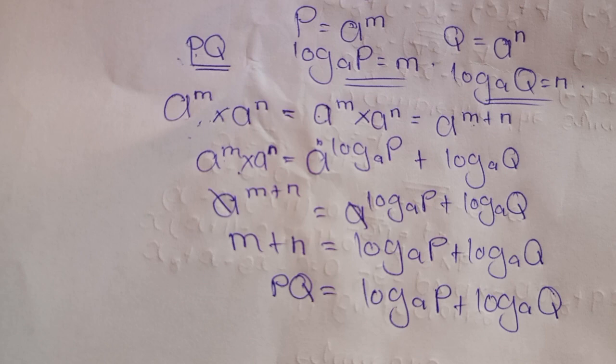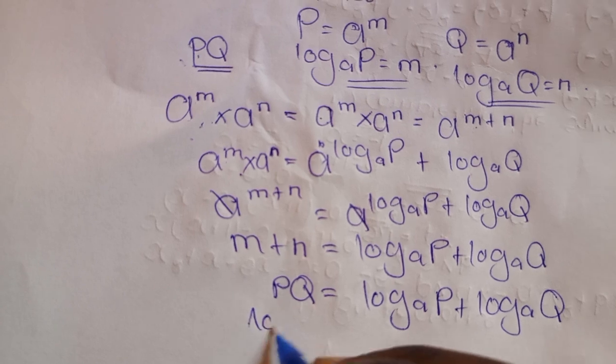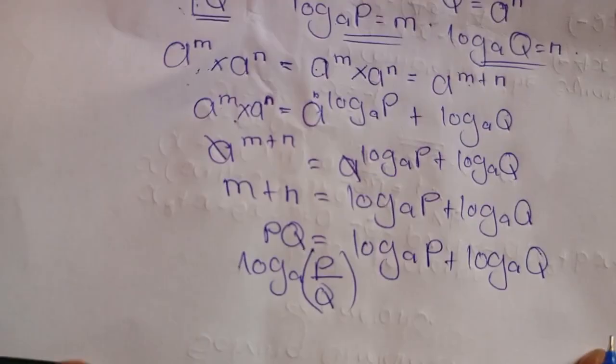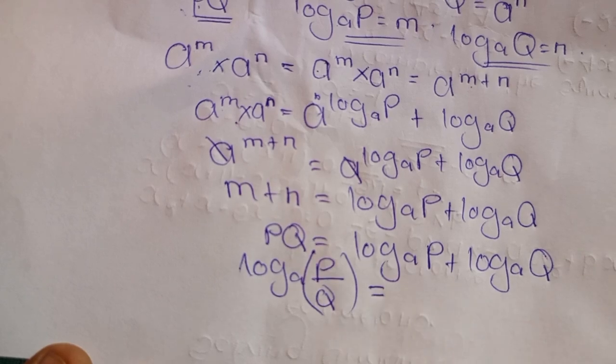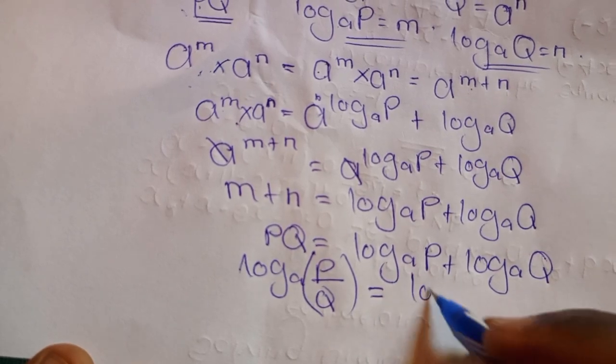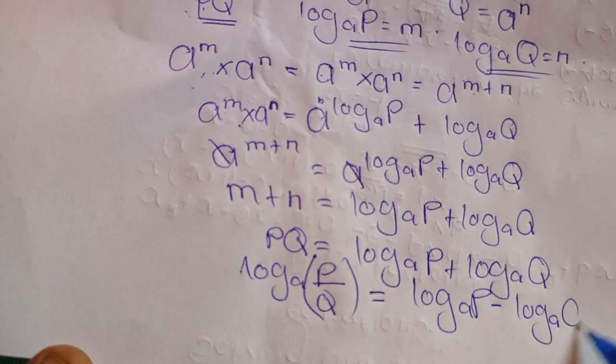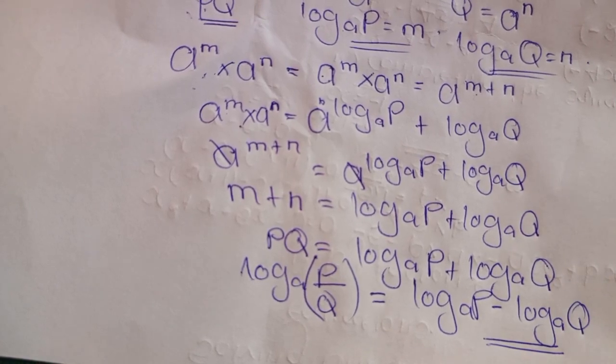Then the other one that we can have here is log base a of p over q. I've shown you how to derive that of multiplication, so we'll go directly to division, and you have it to be log base a of p minus log base a of q.